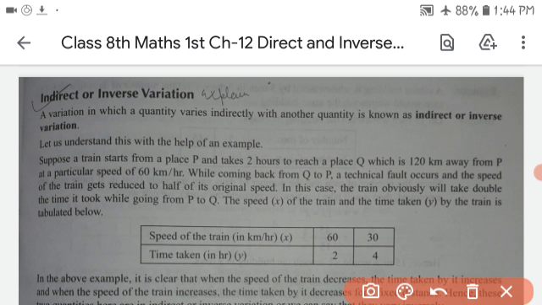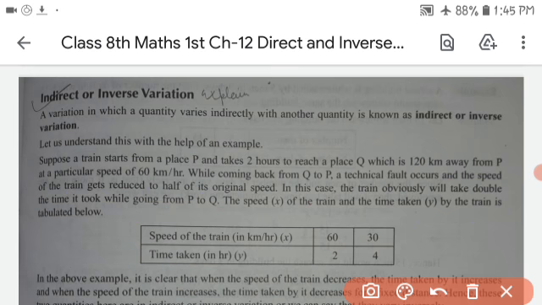Suppose a train starts from a place P and takes 2 hours to reach a place Q, 120 km from P, at a particular speed of 60 km per hour. While coming back from Q to P, a technical fault occurs and the speed of the train gets reduced to half of its original speed. In this case, the train obviously takes double the time it took while going from P to Q.